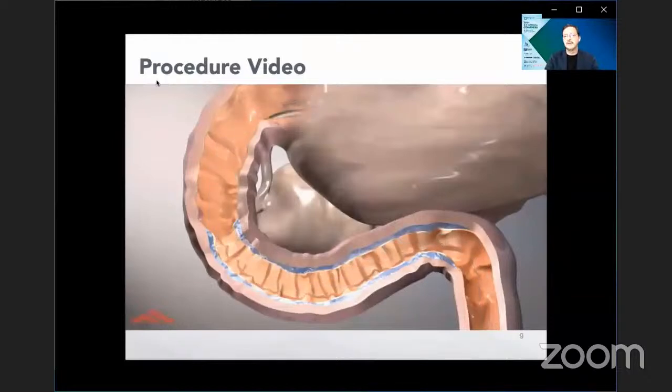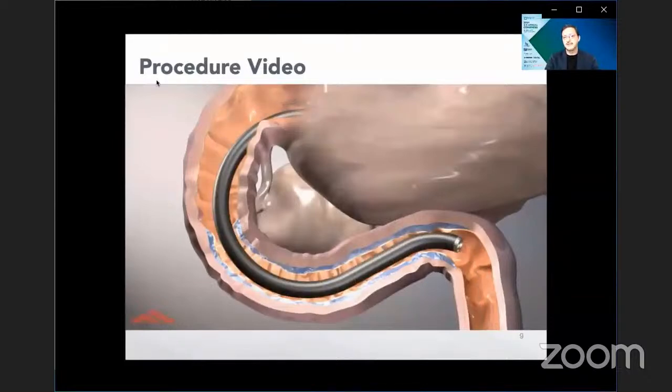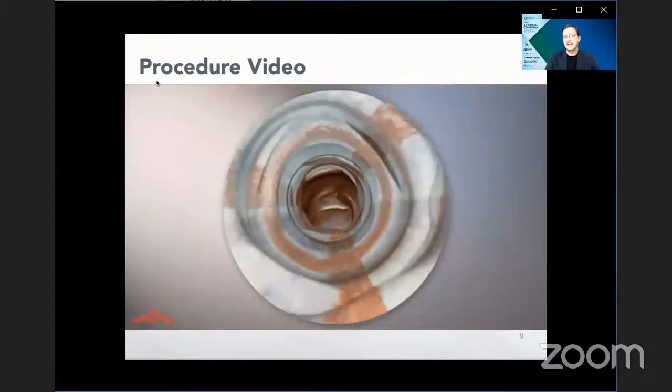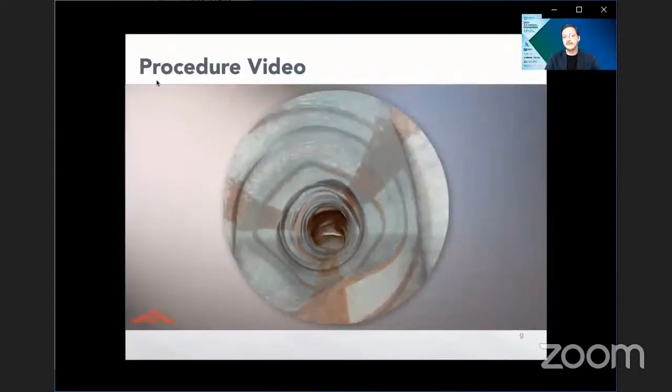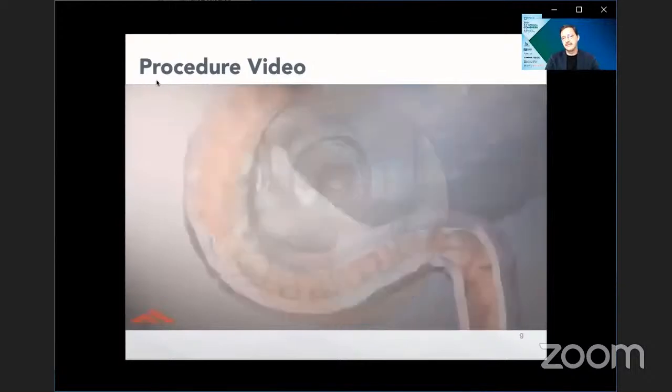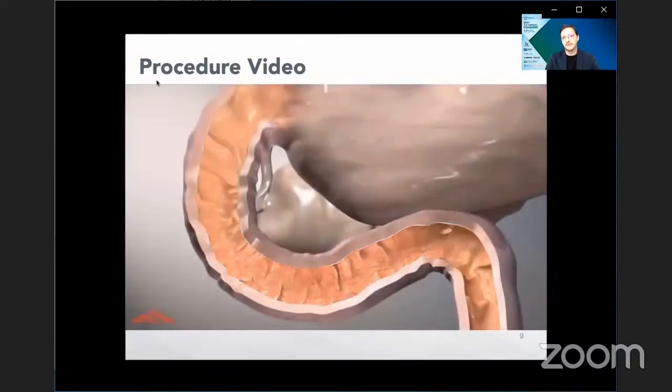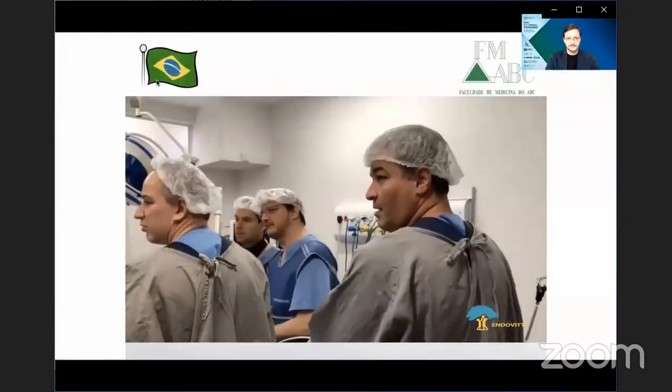After that, the balloon is withdrawn, inspection is done, and the patient can go home and stay on a two-week liquid diet, then return to his normal diet and medications, and we'll follow the course.